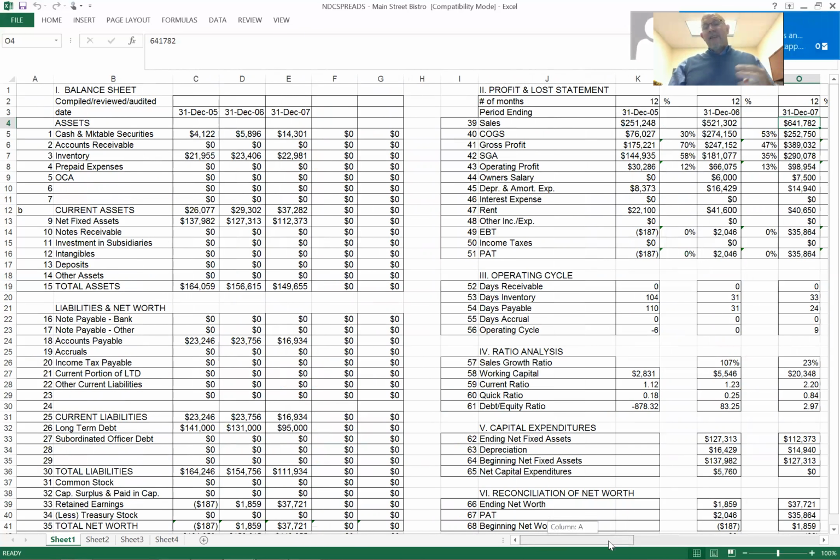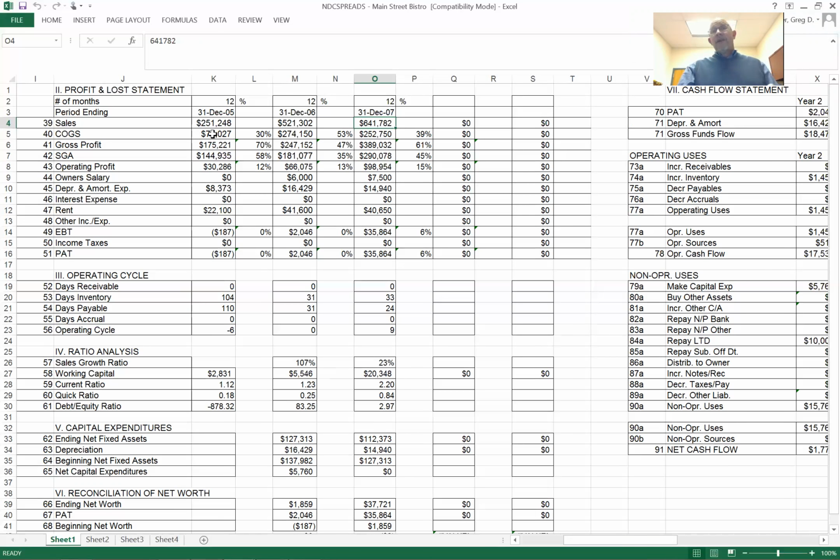As we look down, then we'll see cost of goods sold. Now for a restaurant, in my experience, typical cost of goods sold is around 30-35%, depending on the alcohol. Ron Miller taught me that. And if we look here at cost of goods sold, it was 30% in 2005, 53% in 2006, and then back down to 39% in 2007. So this might be something to look into, or we could better compare it to industry standards.